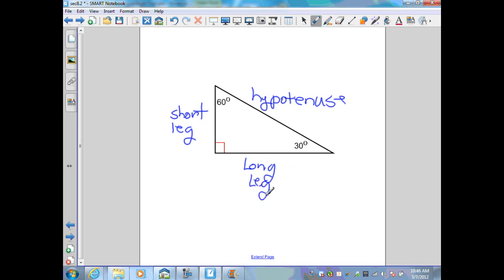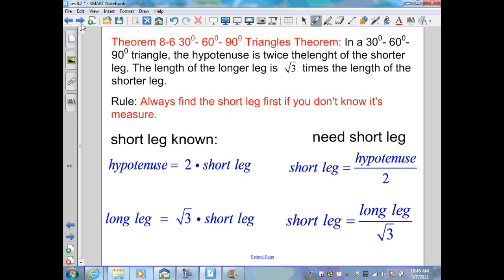But of course, my longest segment in the triangle is opposite the largest angle, which is the hypotenuse. But we need to be very specific on identifying the parts. The short leg is opposite the 30-degree angle, the long leg is opposite the 60-degree angle, and the hypotenuse is opposite the right angle. Let's take a look at the theorem on the 30-60-90 triangle, which is theorem 8.6.